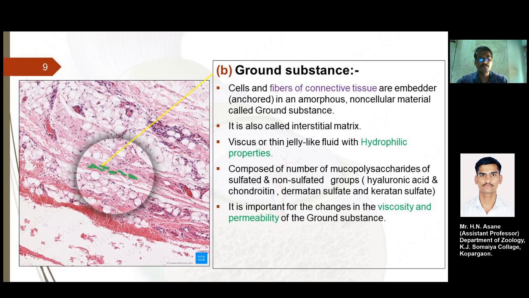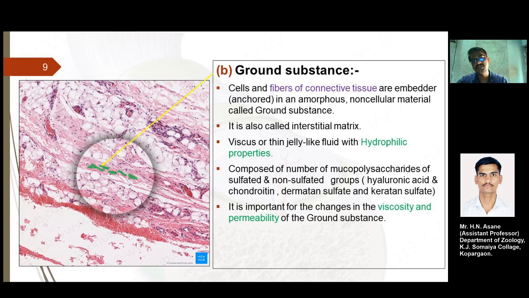Composed of a number of mucopolysaccharides. Again, here is the composition of these ground substances by the mucopolysaccharides of sulfated and non-sulfated groups: hyaluronic acid, chondroitin and dermatan sulfate, and keratan sulfate itself.